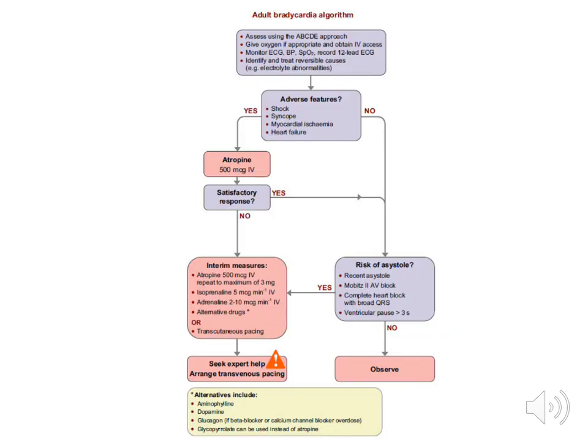Some patients tend to run low heart rates, and if there's no hemodynamic compromise, then we just observe them. They may not need any therapy per se, but if they do then develop a low blood pressure or adverse features as indicated on the slide, then again go down the adverse features side of the algorithm and consider speeding up the heart rate. Alternative drugs to those indicated include things like dopamine or dobutamine. Beta blocker overdose or calcium channel blocker overdose can be treated with glucagon.